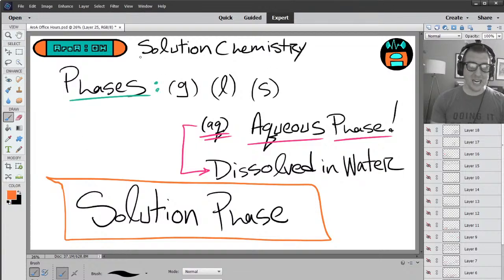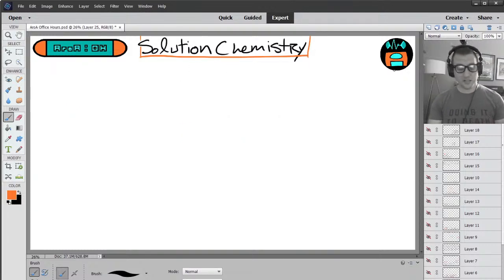This is a topic that is very near and dear to my heart. Every single reaction that I ran in graduate school was done in the solution phase. So without this, I would have never had a degree.